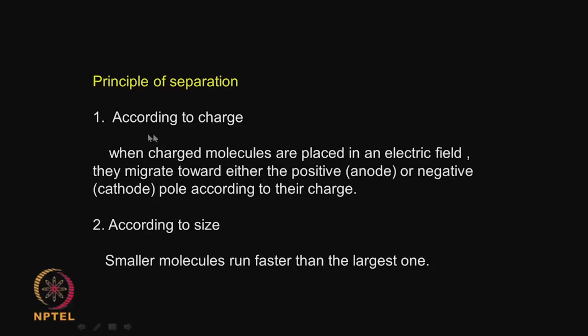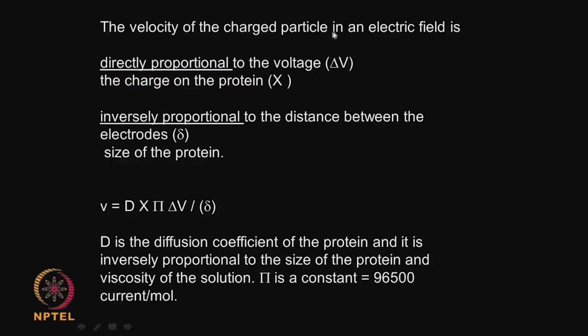So, what is the principle? It is based on the charge. When charged molecules are placed in an electric field, they will migrate either to the anode or to the cathode, depending upon the charge that is present on the protein. According to the size, smaller molecules will run faster than the larger ones, whereas the larger molecules, based on molecular weight, will move slower. The velocity of the charged particle in an electric field is directly proportional to the voltage and the charge on the protein.